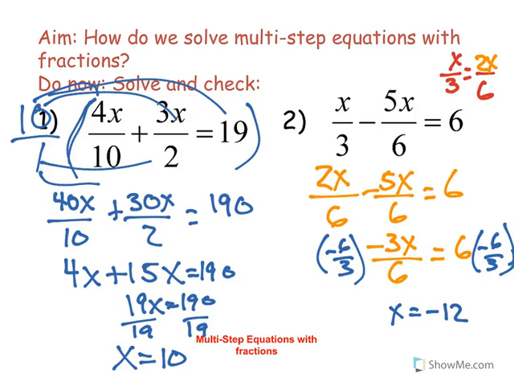If you were doing method 1, you just multiply everything by 6, which would clear out the fractions, and it would actually be really easy. If you multiplied everything by 6, you're going to end up with 2x minus 5x equals 36, negative 3x equals 36, and x is negative 12. So that's what I'm sure most of you had.